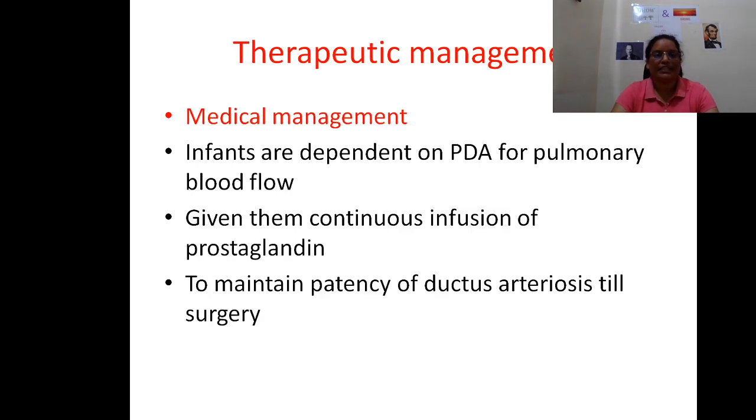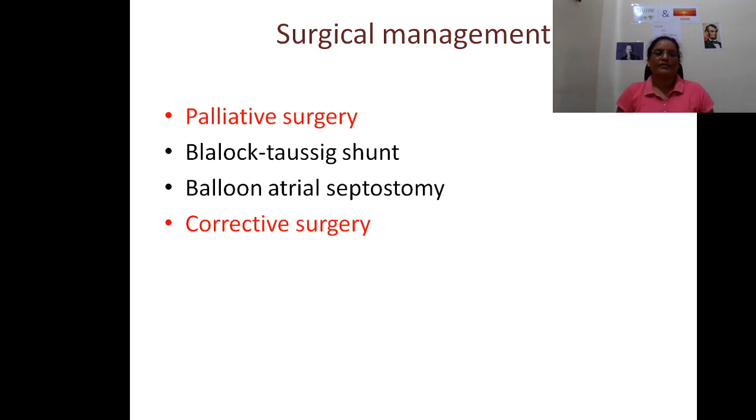The next is therapeutic management. In therapeutic management, first of all, medical management. If the infant suffering from tricuspid atresia depends totally on the PDA, patent ductus arteriosus, for pulmonary blood flow or pulmonary circulation, then prostaglandin is given continuously with the help of infusion until the surgery is performed, because prostaglandin helps to maintain the patency of the ductus arteriosus, right? Then the surgical management, palliative surgery.